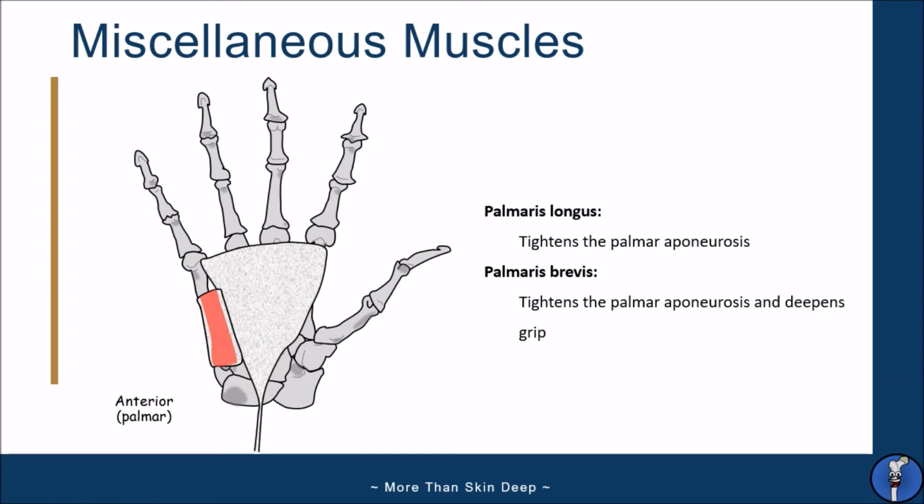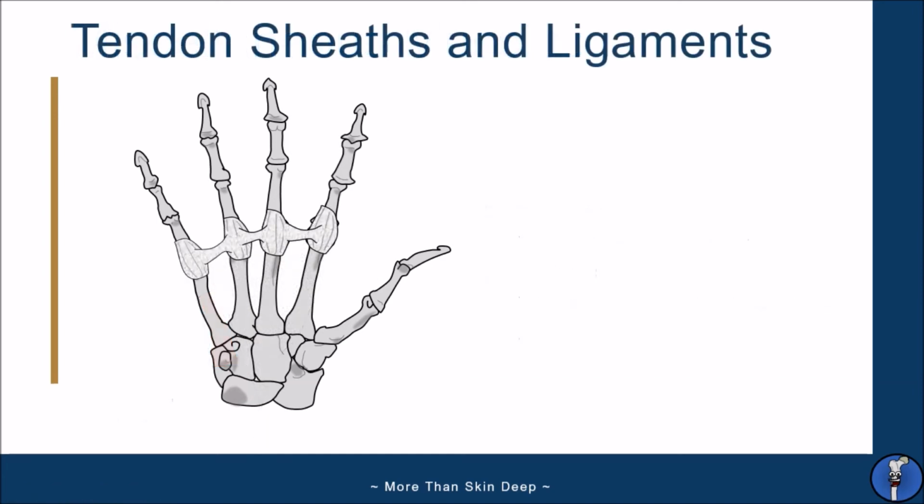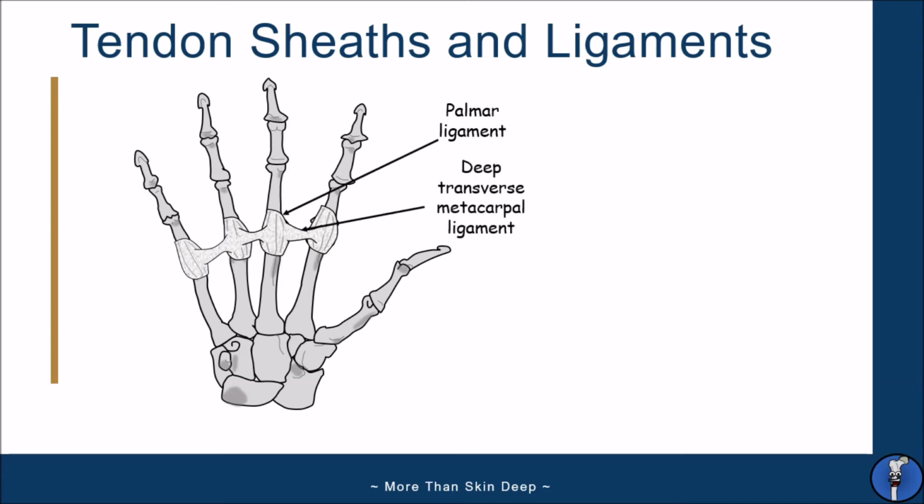Next, we'll cover the key ligaments and tendon sheaths in the hand. The metacarpophalangeal joints are reinforced anteriorly by the thick palmar ligaments and medially and laterally by the collateral ligaments. The palmar ligaments are interconnected by dense, fibrous, deep transverse metacarpal ligaments. These hold the digits together and allow them to work in unison. There is no deep transverse metacarpal ligament to the thumb, as this requires a greater, more independent range of motion.